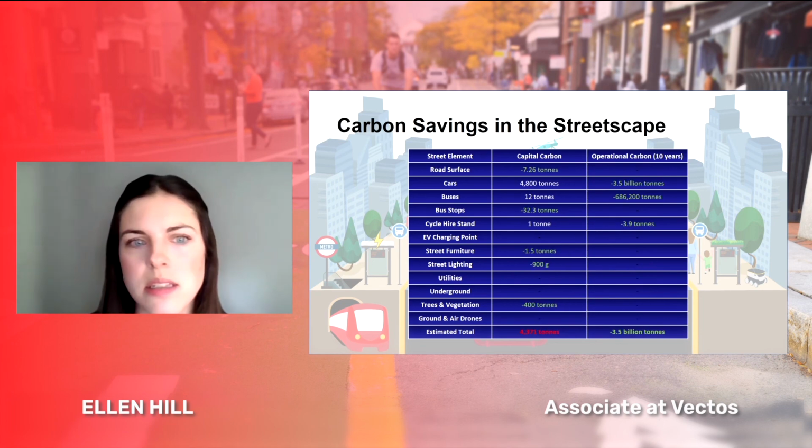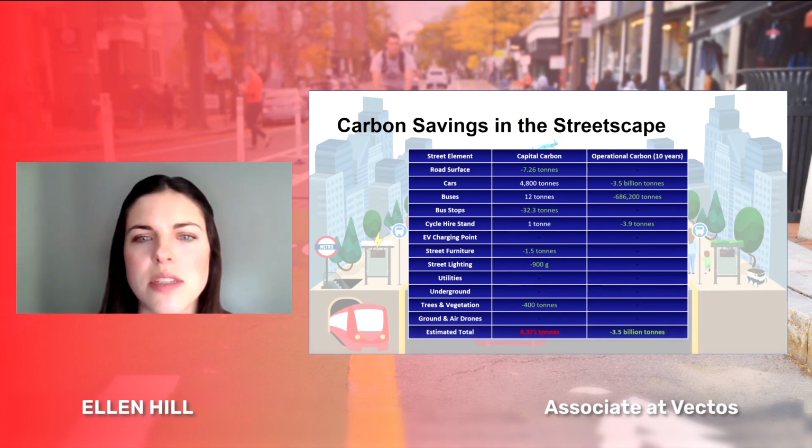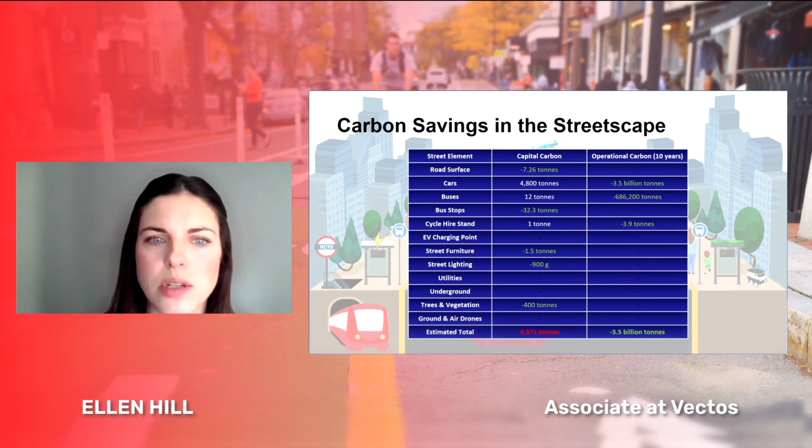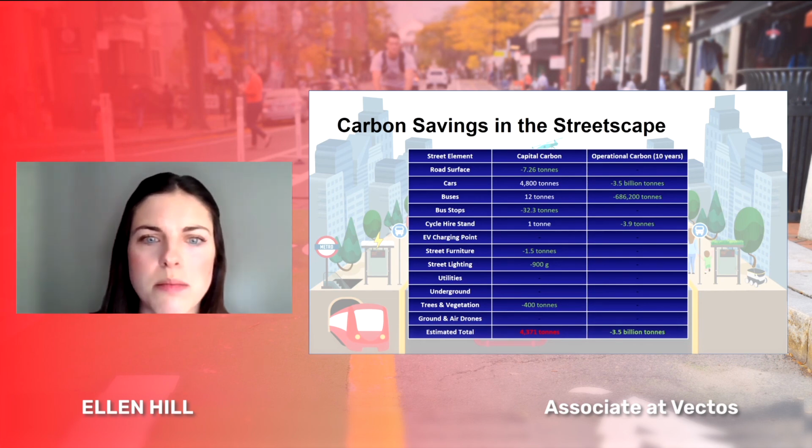Next slide, please. So the purpose of this thought piece is to compare the capital carbon impacts between the typical and future streets to demonstrate how savings could be made before surface level emissions are accounted for. This study has illustrated that, considering these values as a starting point, the overall capital carbon impact of the future street is likely to be higher than the typical streets.